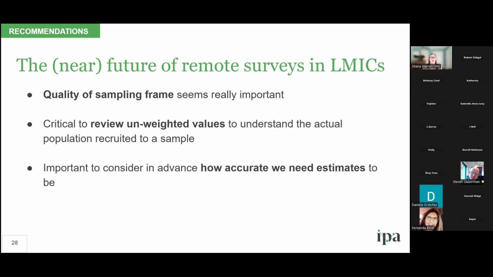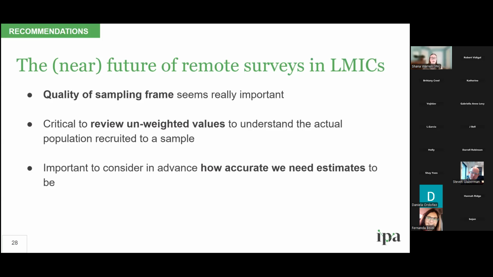So we find it absolutely critical to review unweighted values in your data, but also to do as deep a dive as you can into where the sampling frame came from in the first place. During the pandemic, there were many organizations that started with, we have a frame of phone numbers, we have some phone numbers, but they were not so systematic.